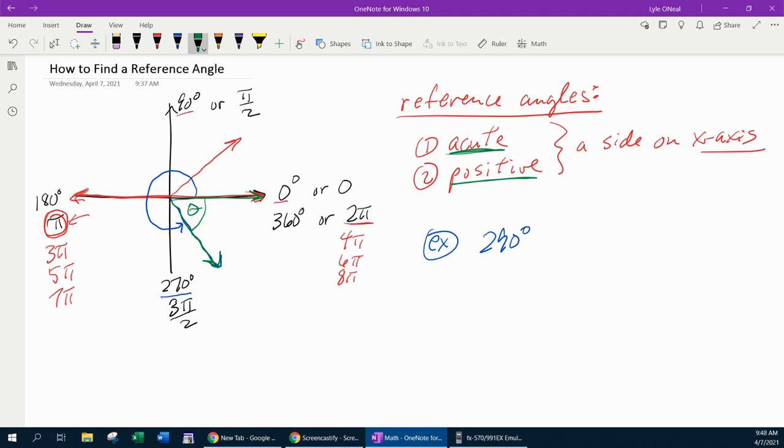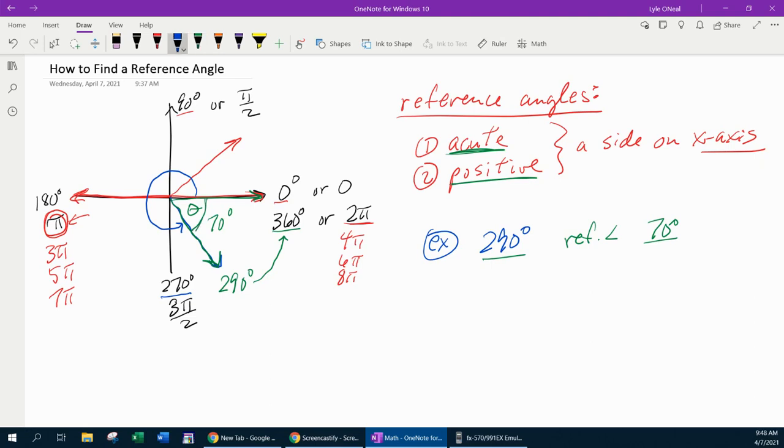So the way that I figure this out is I ask myself, how much would it take to go from 290 to 360? Or mathematically, you could say 360 minus 290. So the reference angle for 290 is going to be 70, because if you add 70 to 290, you get 360. 70 degrees is the amount that it takes to get from 290 to 360.